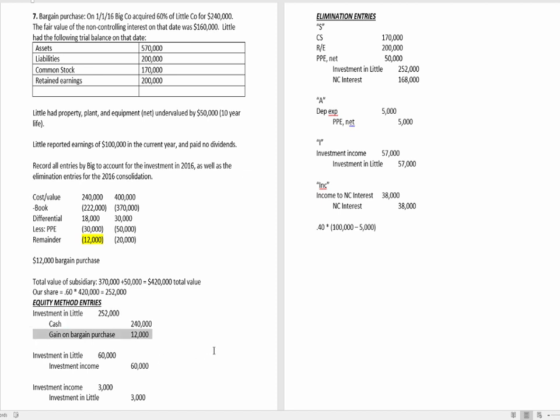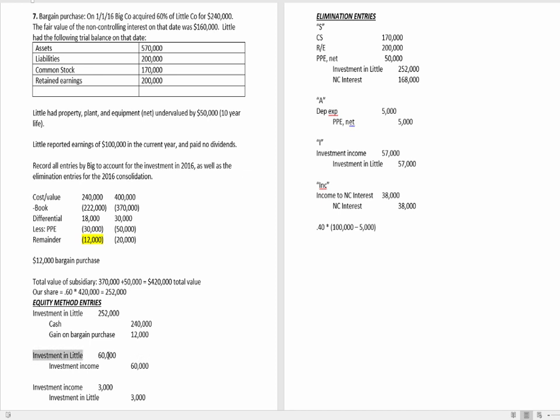So this is one of the few, if not the only place where you can record a gain by virtue of buying something. Normally gains are recorded when you sell something, when the earnings process is complete. So this is going to come in real handy when we do our consolidation, because now our investment in Little account equals 60% of the subsidiary's book value plus differentials. That's going to come in real handy in making our S entry balance. The remainder of this is just like any other consolidation problem.